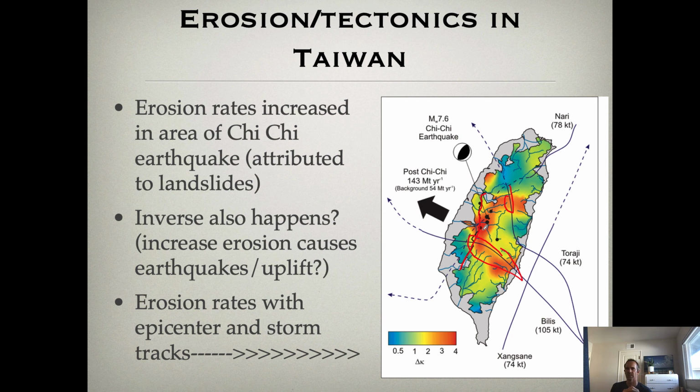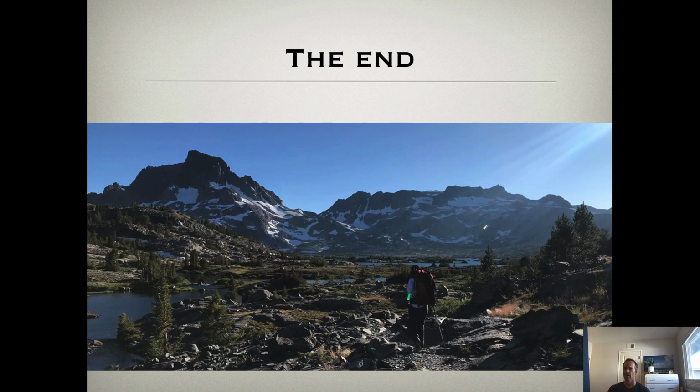So this study is suggesting that not only does climate affect tectonics or the elevation of mountain ranges on a long-term scale, but possibly even on a short-term scale, in a matter of years. Individual storms actually leading to earthquakes shortly after and uplift. So this is a newer idea that's come out, but it's pretty interesting, and it explores the interaction between climate and mountain building. So that's it for this lecture, and I'll see you guys in class.